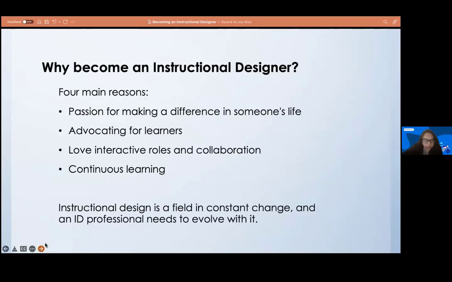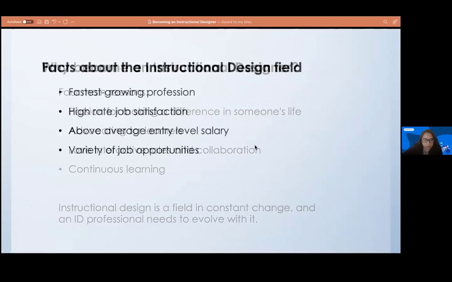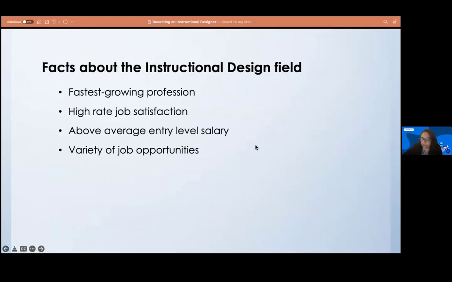Now, let me give you some facts about the instructional design field.